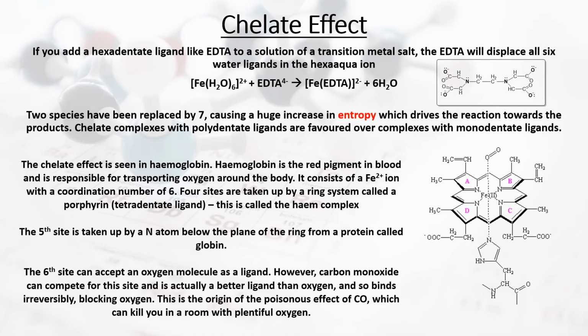And because it's such a good ligand, it binds to the iron ion irreversibly. So you can't then get it off and put the oxygen back on. It blocks oxygen from being transported around the body. This is the origin of the poisonous effect of carbon monoxide, and it's the reason why you can die in a room with plentiful oxygen if there's carbon monoxide there. Even though there's way more oxygen, it simply can't get onto the hemoglobin molecule because the carbon monoxide has beaten it to it, essentially.